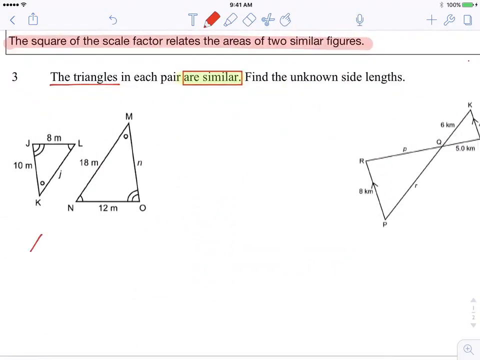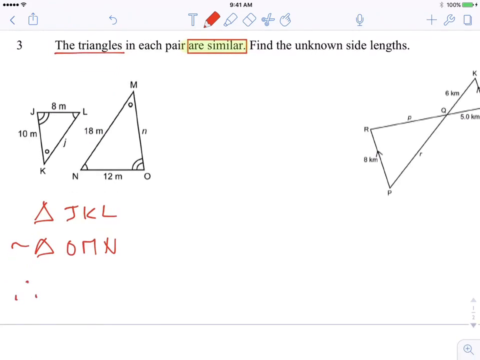So first thing I want to do is just write my triangles. Triangle something is similar to triangle something else. So I'll call the first one JKL. Well, I know that J and O line up, again, because we're shown that here with the same symbol, and K lines up with M, so that would be M, and I'm only left with one other, which is N. So L and N have to line up with one another. Therefore, I'm going to write JK over OM is equal to KL over MN is equal to JL over ON.